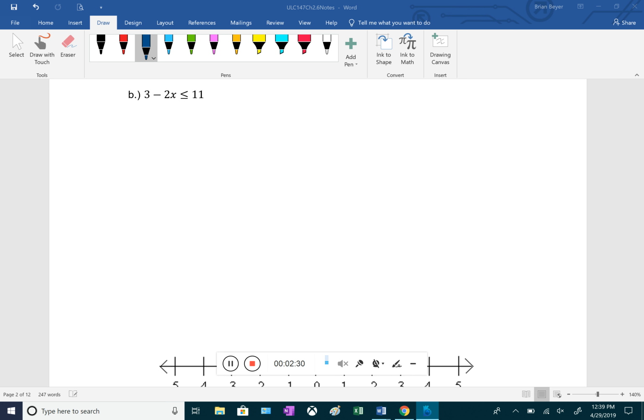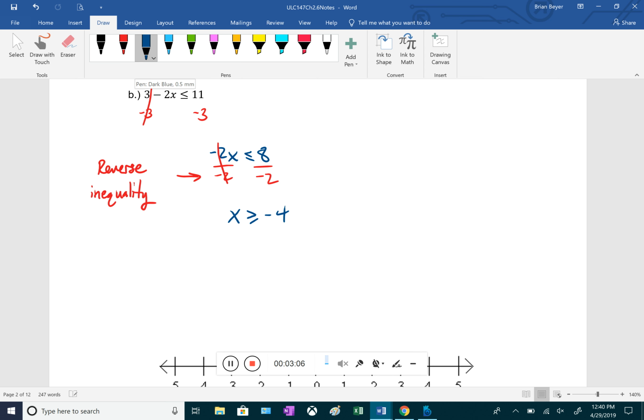And next one, we have 3 minus 2x less than or equal to 11. So we want to subtract 3 on both sides. We would get negative 2x less than or equal to 11 minus 3, so 8. Then we would divide both sides by negative 2. Right here we are dividing by a negative, so that means we have to reverse the inequality. So instead of less than or equal to, now it's going to be x greater than or equal to. And 8 divided by negative 2 gives us negative 4.